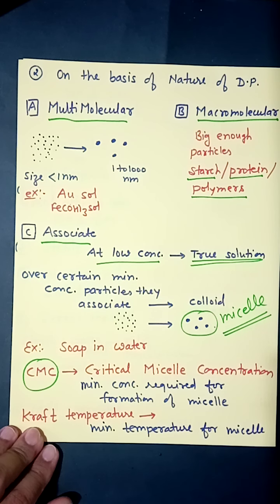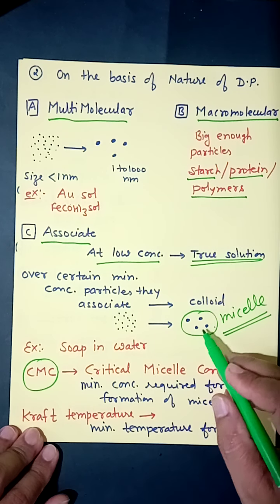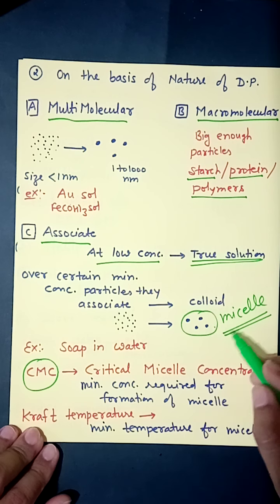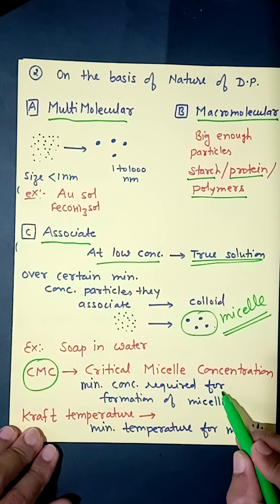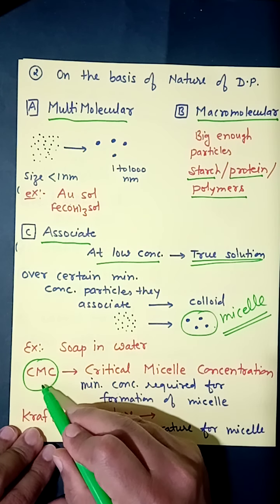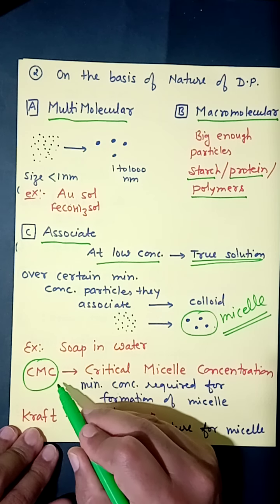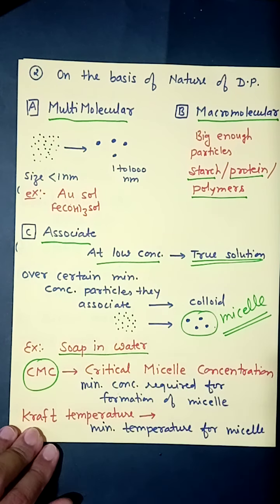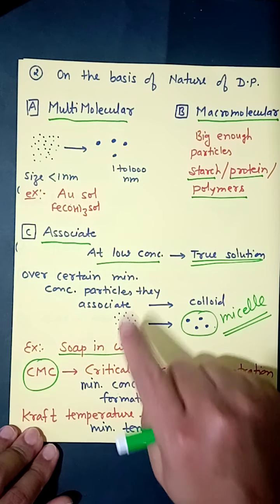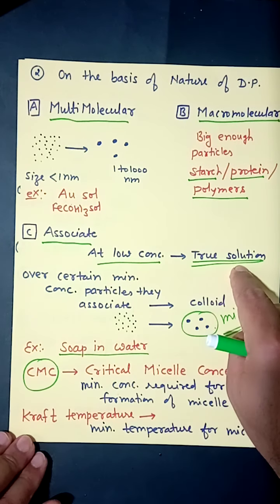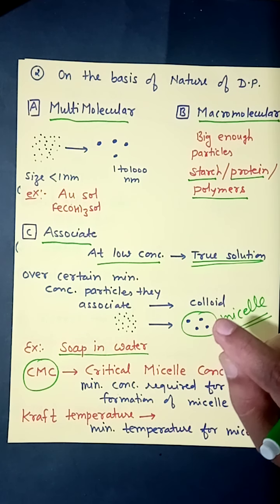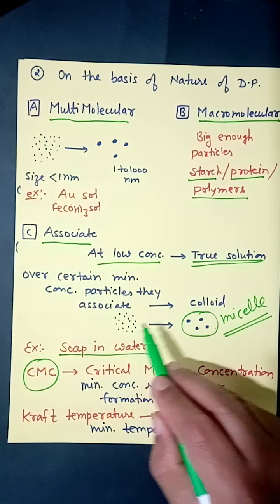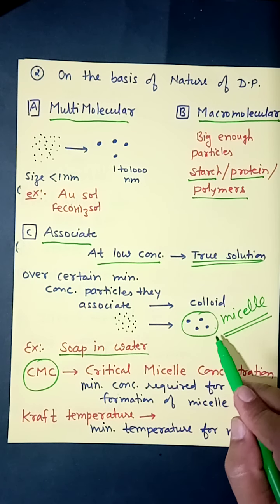You have studied in the topic of soap in class 10th, micelle, formation of micelle. So bigger particles are known as micelles. Formation of micelle is known as micellization, and formation of micelle requires minimum concentration. This minimum concentration is known as CMC, critical micelle concentration. The best example of associated colloid is soap in water. I repeat, at low concentration they behave like a true solution. Over a certain minimum concentration, which is also known as CMC, critical micelle concentration, particles associate and form micelles or colloids.